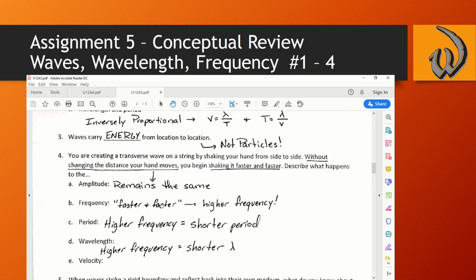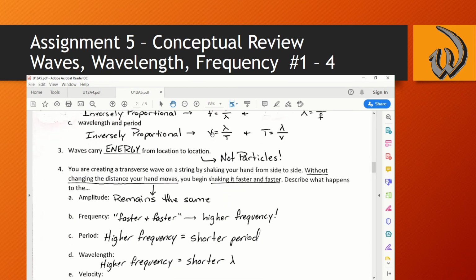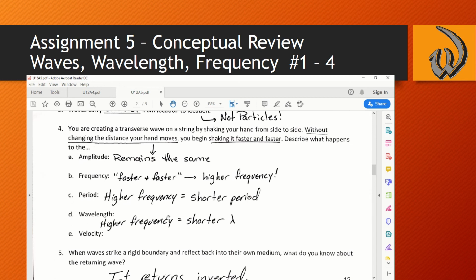The phrase faster and faster means that you're getting more waves in there per second, which means you have a much higher frequency. High frequencies mean shorter amount of time per wave because you've got more of them in there. Again, those are inversely proportional. That was described in 2A. And then 2B described wavelength and frequency. If you have that higher frequency, then you're going to have a shorter wavelength, again from 2B.